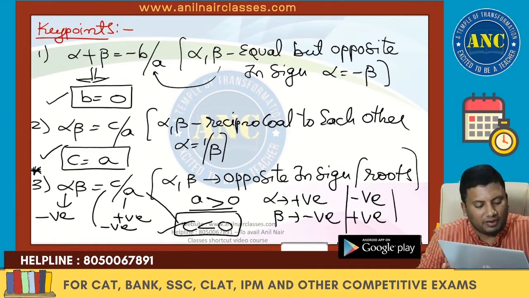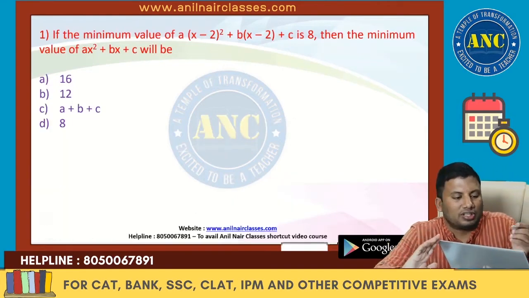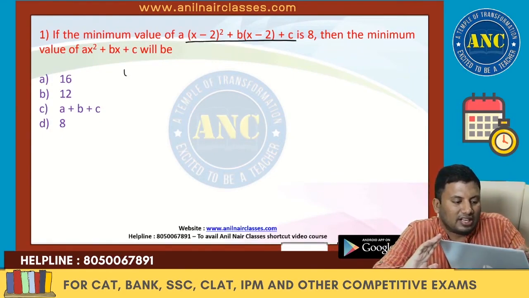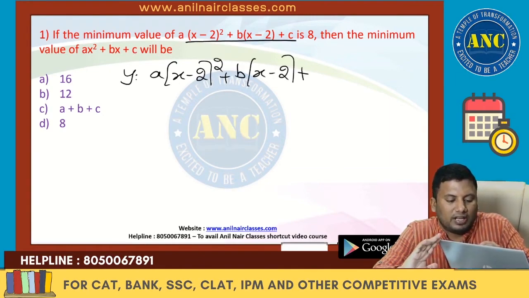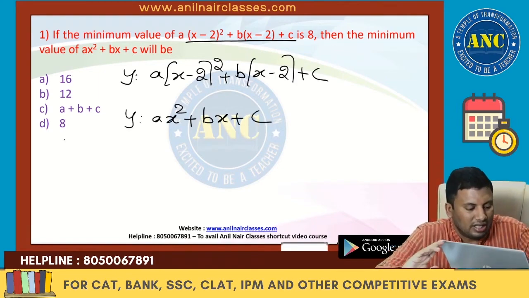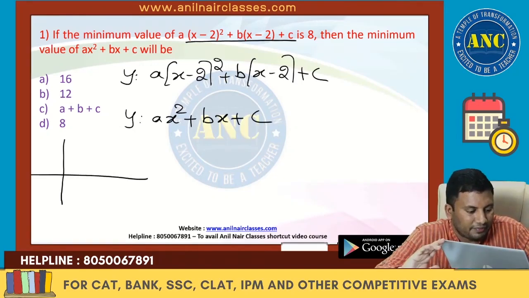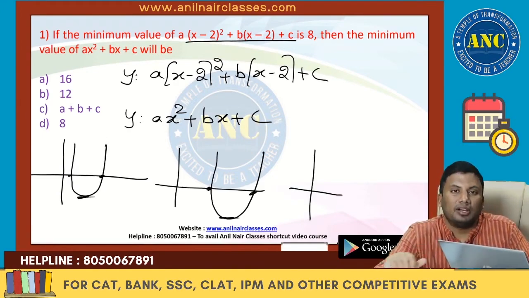Fundamentals we did. Now we will get into good problem solving. Now, a very, very good question, sir. If the minimum value of this expression a(x minus 2) square plus b(x minus 2) plus c, where the actual quadratic equation is ax square plus bx plus c. If the graph is shifted by 2 points, will the minimum value change?